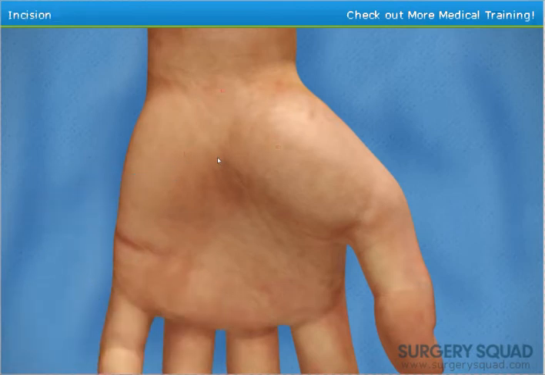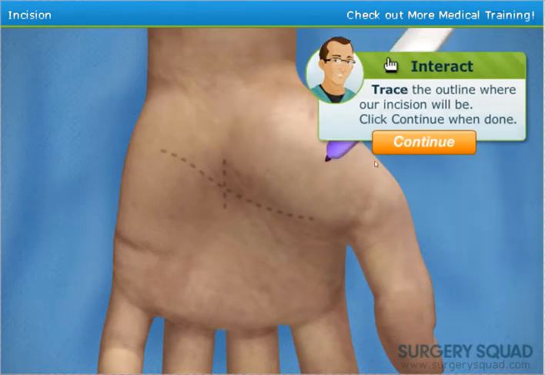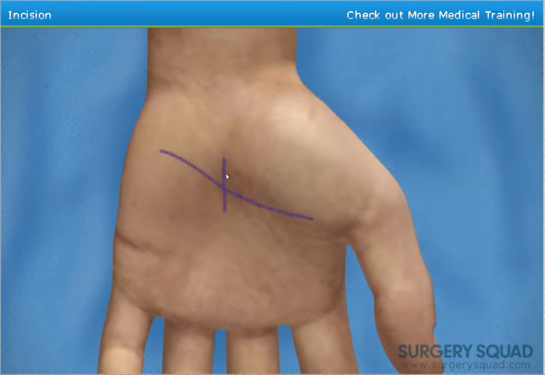With the wrist anesthetized, we can now begin the operation. I've already tied a tourniquet around the patient's upper arm. Can you go ahead and outline where we'll be making our incision? Looks good to me. We'll be making a 3/4 inch incision at the intersection of those lines.